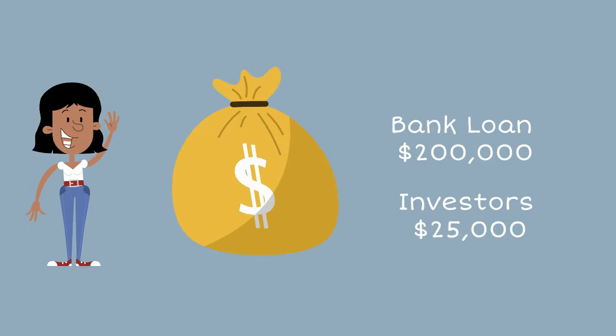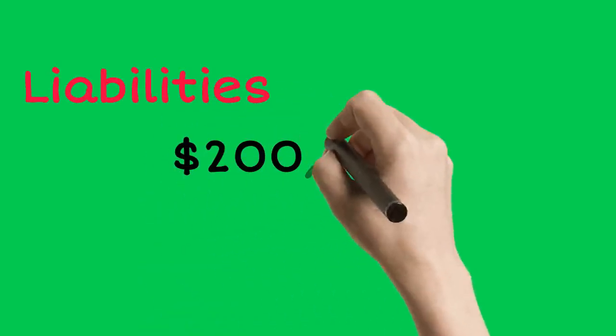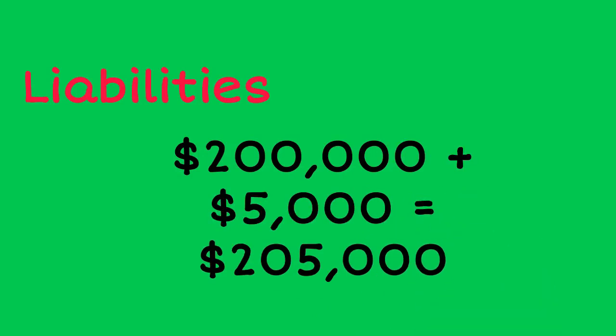After her first year of operating, Jenny has earned $10,000 and she owes her suppliers $5,000. Let's see what her financial position is after her first year of operating. Liabilities in this case are the sum of the bank loan of $200,000 plus $5,000 owed to the vendor. This gives us our total liabilities.